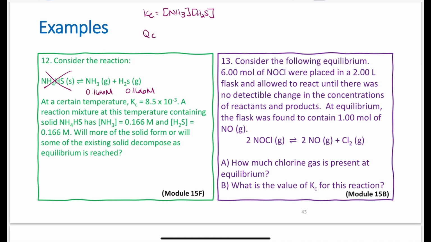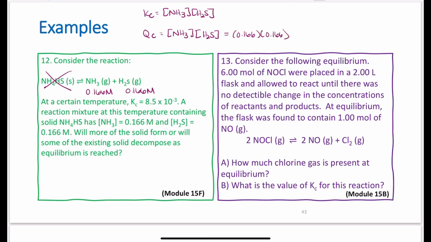But this also means my Qc expression is the same. Qc and Kc, difference is Qc is at any point in the reaction. Kc is specifically at equilibrium. I don't know if I'm at equilibrium. In fact, by the way the question's worded, I'm probably not. I've got to adjust one way or the other to reach the equilibrium. So I'm going to plug this in for Qc. I know each one is 0.166 molar.